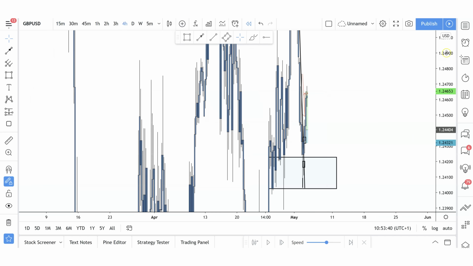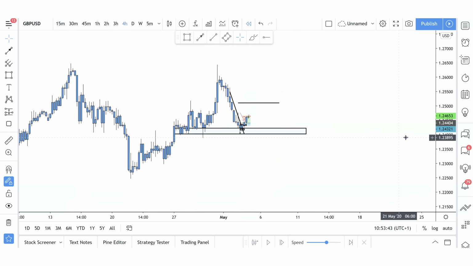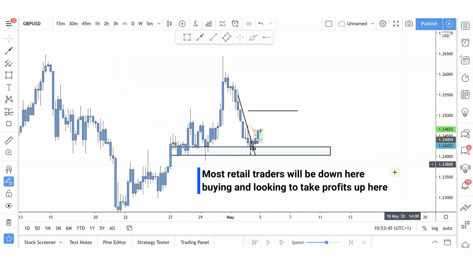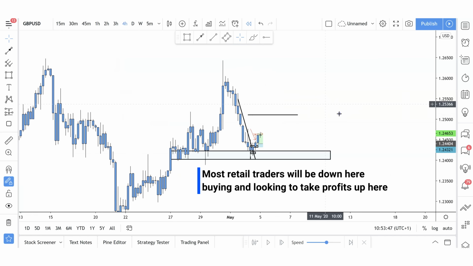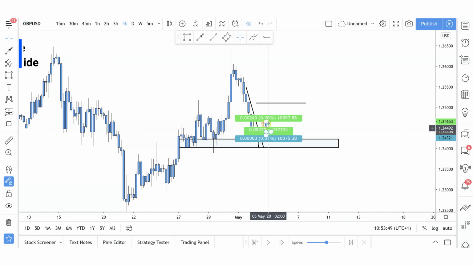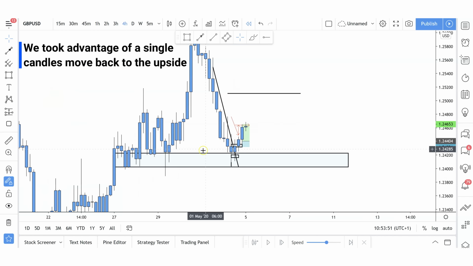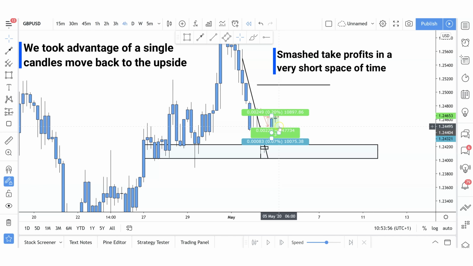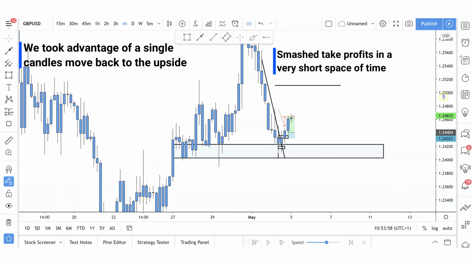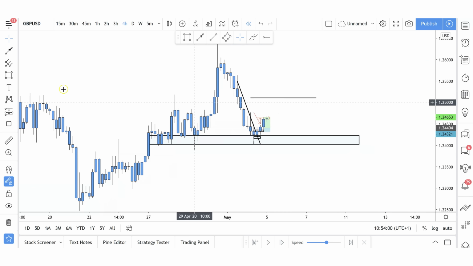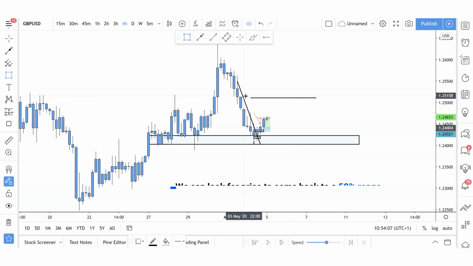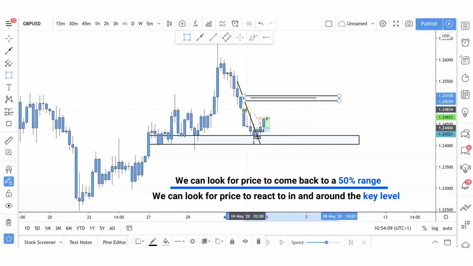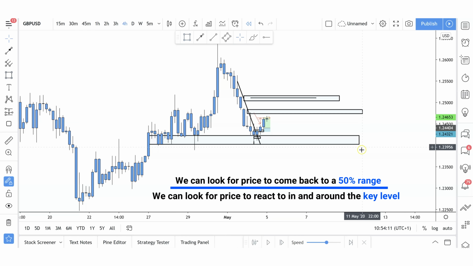So let's get back over to the 4H time frame and take a look at this. Remember what I said. Most retail traders will be down here buying and looking to take profits up here, but look what we did. We took advantage of a single candle's move back to the upside, smashed take profits in a very short space of time, and 1 to 3s have been locked in. Now, we understand that this is a strong push phase, and we may have an exhaustion before a continuation to the downside. We can look for price to come back to a 50% range, or we can look for price to react in and around a key level.